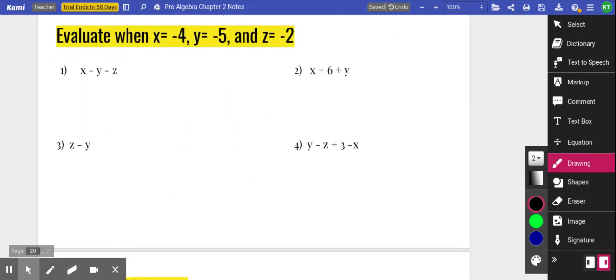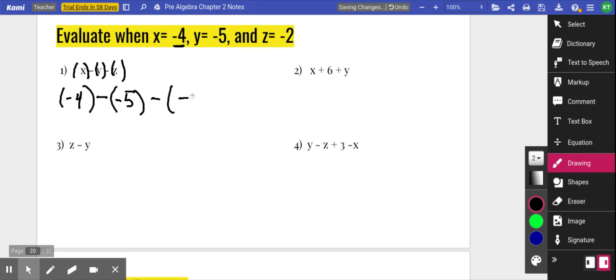Evaluating gives me what the variables are. So when we have that, I like to put parentheses around just the variable and not the sign. Then I'm going to insert what the value is. So I have a negative 4 here for x, subtracting negative 5 for y, subtracting a negative 2 for z.